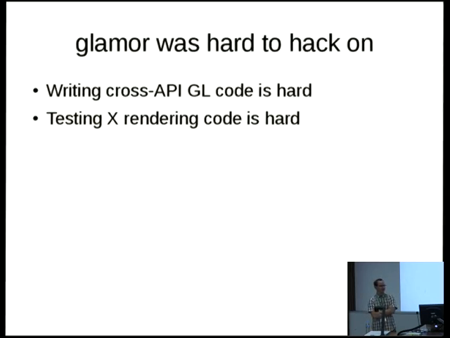Writing cross-API GL code is hard. There were some attempts to port Glamor to OpenGL ES. GLES is the sort of crippled OpenGL subset. They just take the OpenGL spec, rip out a bunch of things they think people don't want, and say, here's a nice small OpenGL that's easy to implement. And it turns out that actually people wanted all those features, and then they slowly stuffed them back into the spec. The other thing was that testing X rendering code is hard, and I'll get into these two things.